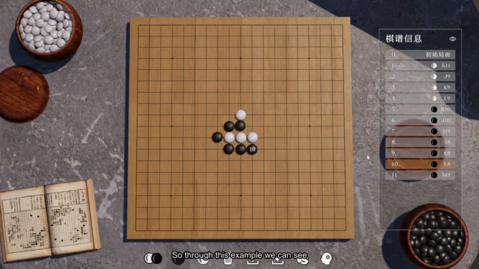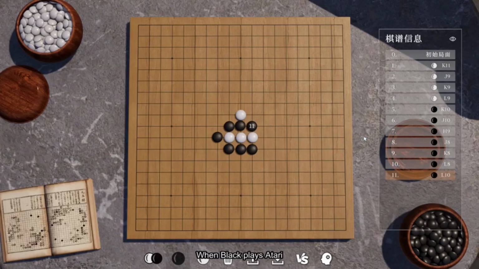So, through this example, we can see Atari has nothing to do with the number of stones. It is only related to the liberties of the stones. And when a stone has only 2 liberties left, it can be put in Atari. Let's continue and see what happens next. When a stone is put in Atari, 2 possible outcomes will arise.